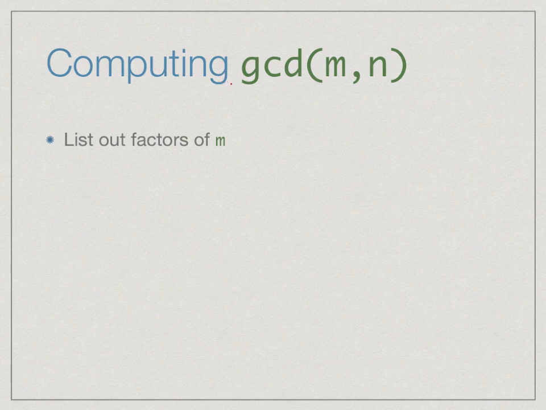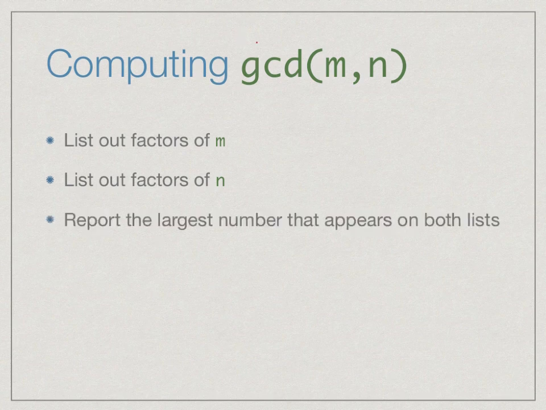But if we just look at the definition of GCD, it says, look at all the factors of m, look at all the factors of n, and find the largest one, which is a factor of both. So the naive way to do this would be to first list out all the factors of the first number m, then list out all the factors of the second number n, and then among these two lists, report the largest number that appears in both lists. This is almost literally the definition of GCD. Now, the question is, does this constitute an algorithm?